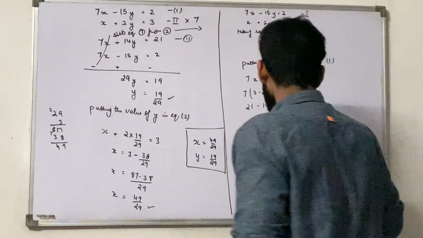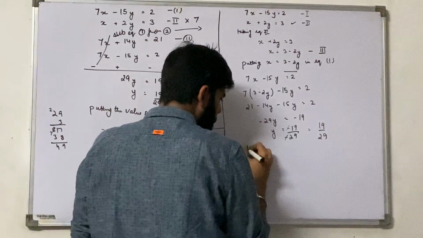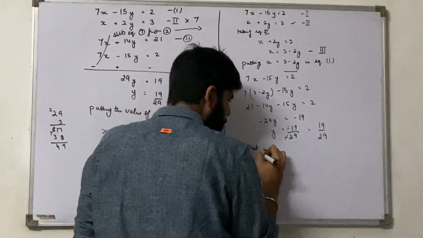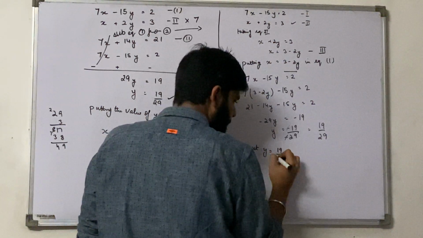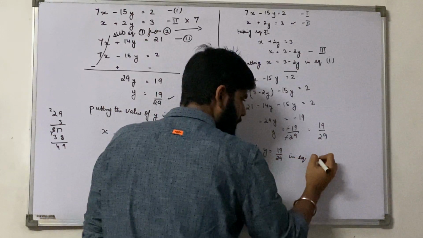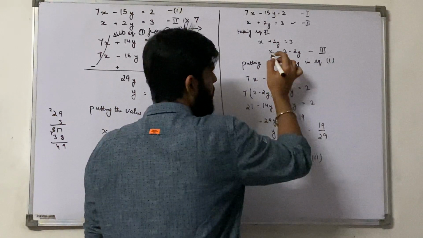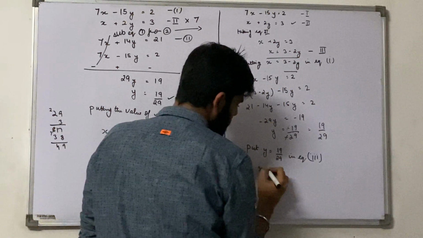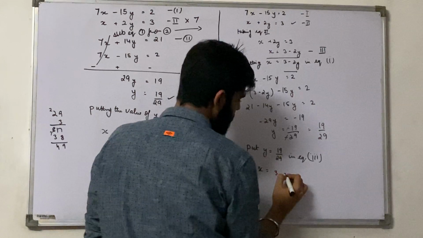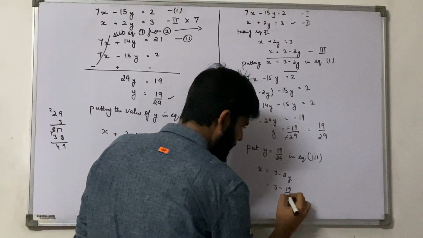Now, we will put y is equal to 19 by 29 in equation 3. We mark this as equation 3. What is our equation 3? x is equal to 3 minus 2y. This is 3 minus 19 by 29.